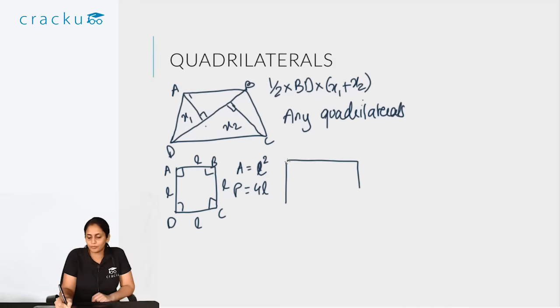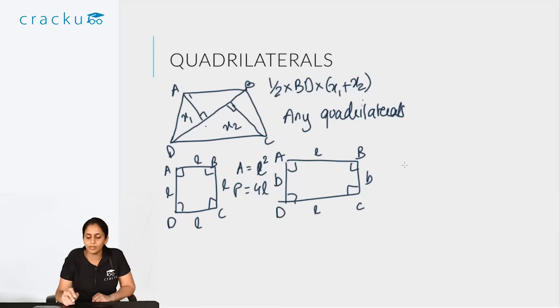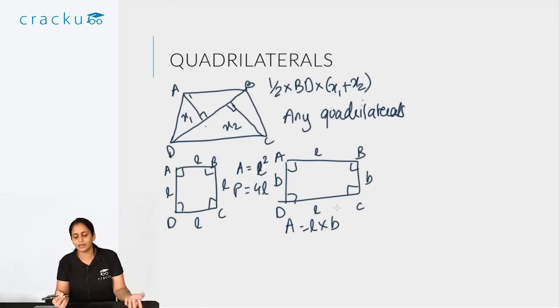The second type of quadrilateral that you see regularly is a rectangle. So suppose this is ABCD. In this, the internal angles will be 90 degrees and all four lengths need not be the same. Two lengths will be the same and two opposite lengths will be equal. So in this case, the area is equal to length into breadth. So the essential condition that I have relaxed over here is that all four lengths should be the same.